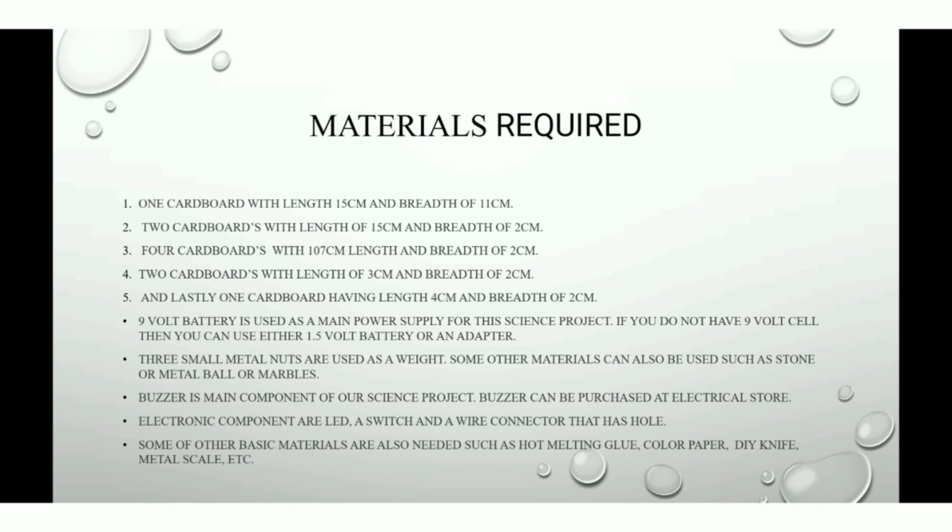The buzzer is the main component of our science project. A buzzer can be purchased at an electrical store. Electric components are an LED, a switch, and a wire conductor that has a hole. Some other basic materials are also needed, such as hot melt glue, color paper, a knife, a metal scale, etc.